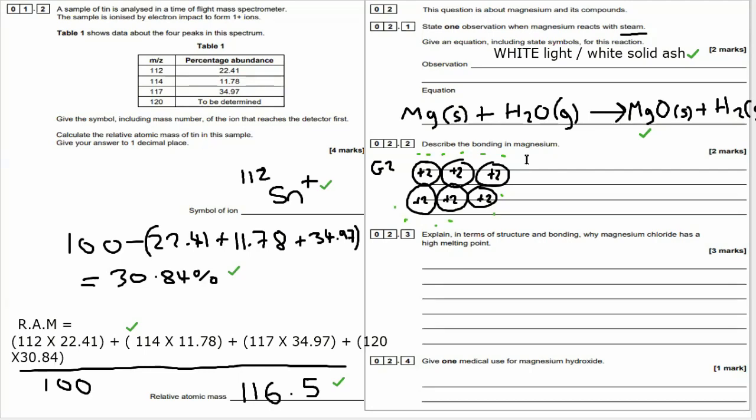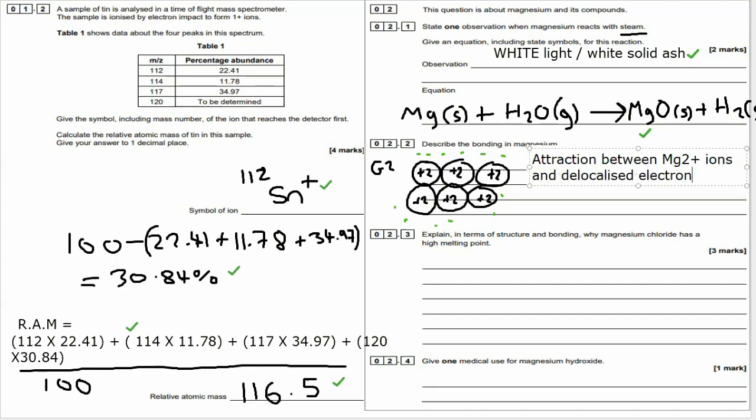You can, in AQA, get away with saying attraction between positive metal ions and delocalized electrons, or between the Mg2+ and the delocalized electrons. But make sure you don't use a GCSE term like free electrons. You can't use that at A level. Right, let's move on to 2.3.